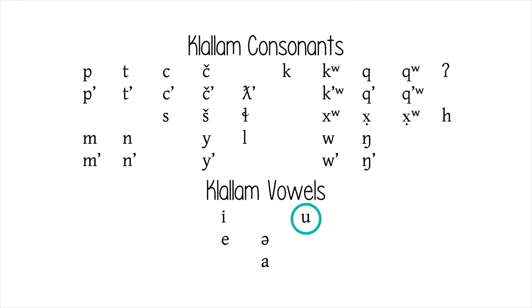The letter U is usually pronounced like the U in the English word tune or the oo sound in the English word hoot. It also sometimes sounds more like the vowels of the English word boat, especially when it comes before a glottal stop. The letter U is in the Klallam word for cow.